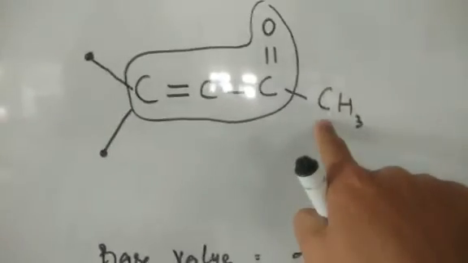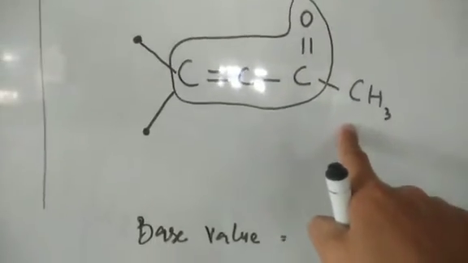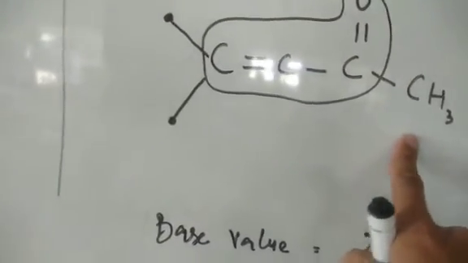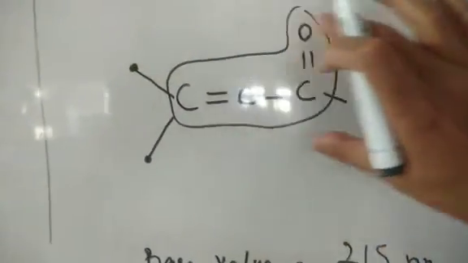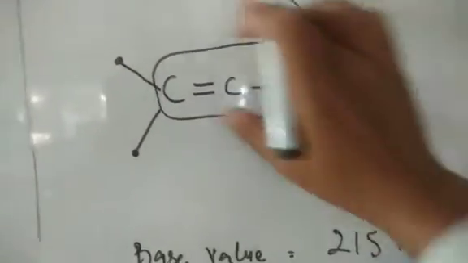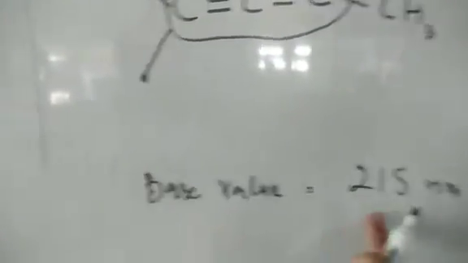Now here it is important that sometimes, if instead of the alkyl group there is a halide or H, then this alpha beta base value will also vary. So for the moment, if you have this type of functionality present and we have an alkyl group here, the base value is 215.